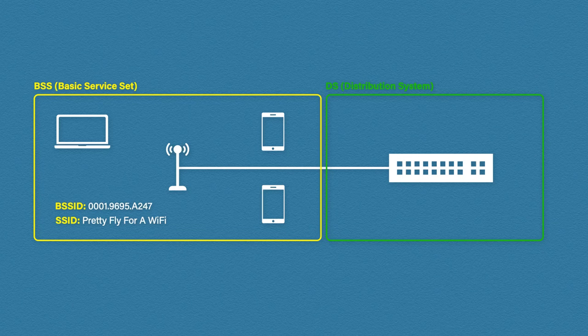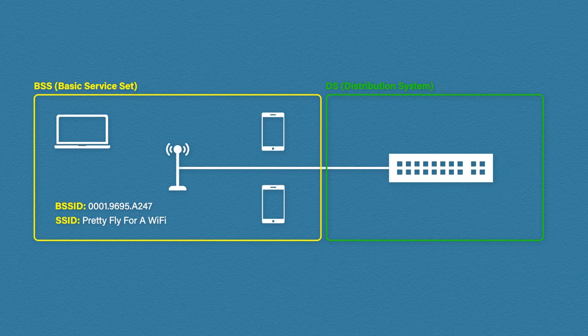The next piece of information is the SSID. Now, the SSID is something I'm sure you've seen and used before. It's essentially the wireless network name. So when you go into a coffee shop, hotel, or even a friend's house, and you ask them what is the Wi-Fi, that name that they give you is the SSID. So with this information, our devices can connect to the wireless network.